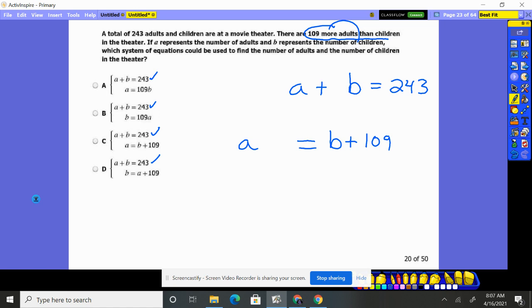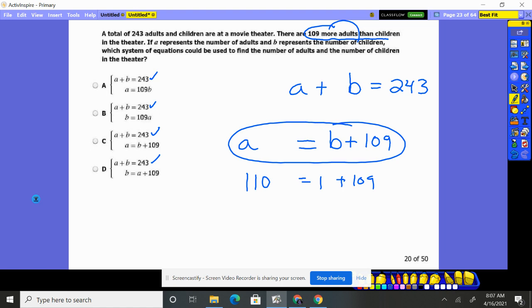Because imagine there's 109 more adults. So imagine that we had 110 adults. Well, that meant you had one child plus the 109 extra. Those would balance. This is the equation we need right here. A is equal to B plus 109, which is right there. We know it's an addition, so we knew this multiplication was gone, and that didn't make any sense. So that's what it is.